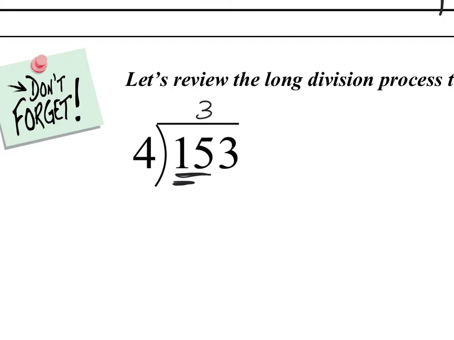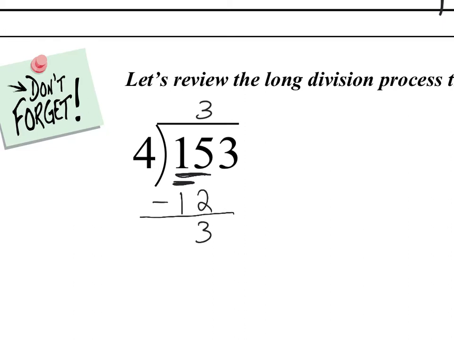If it were dividing by 5, 5 times 3 would be perfect, but in this case it's not. So after we figure out how many times the divisor goes into 15, we're going to multiply those two things together. So 4 times 3 is what? It is 12. So I'm going to subtract 12. What is 15 minus 12? Well, that is 3, right?